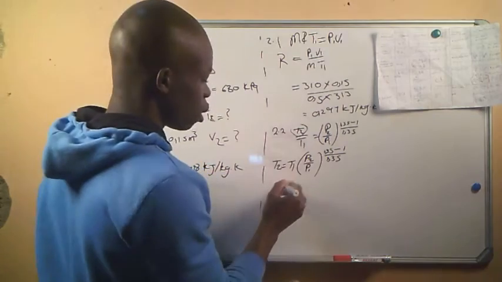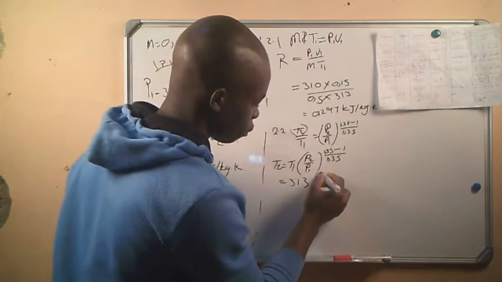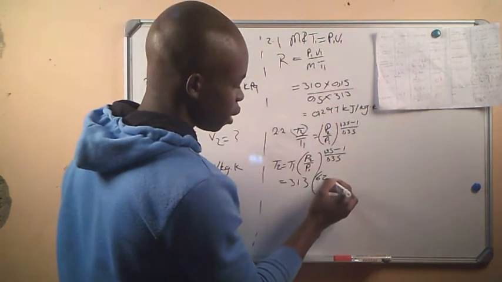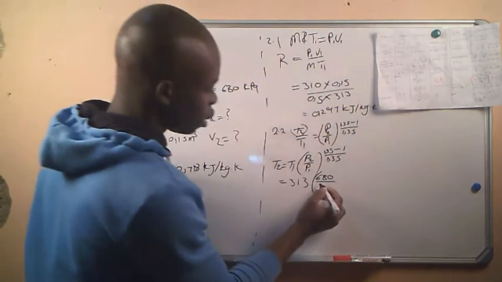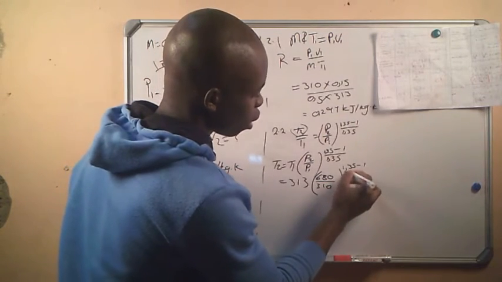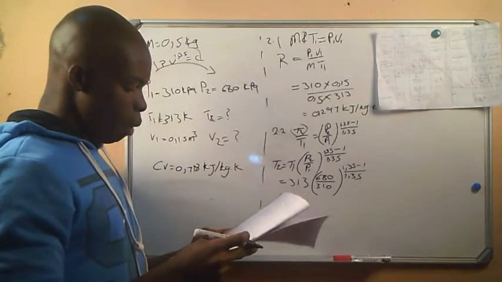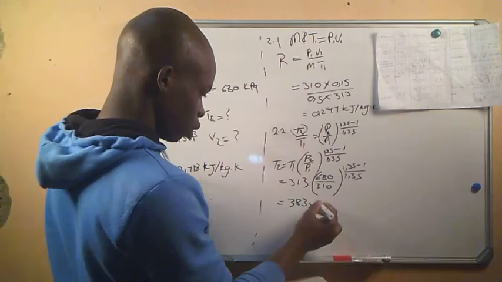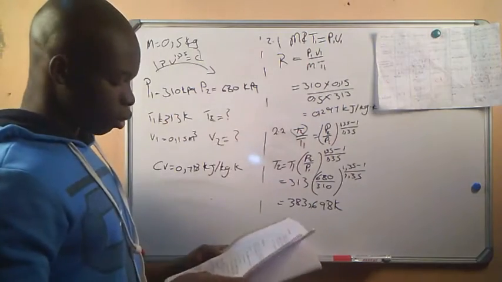So we substitute. Our T1 is 313, and then our P2 is 680 divided by our P1, which is 310, exponent 1.35 minus 1 divided by 1.35, and then we calculate to get the value of our T2, and I got 383.698 kelvins. And then we go to our third question.